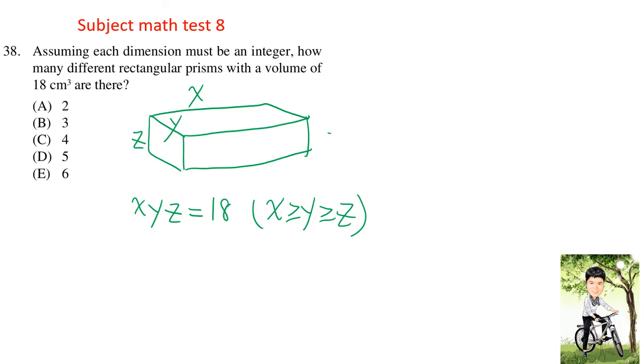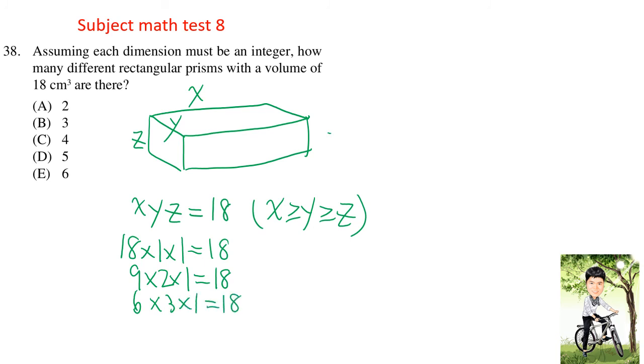Okay, we check about x. The biggest solution is 18. Therefore, 18 times 1 times 1 equals 18. It's one possible. The second for x is 9. 9 times 2 times 1 equals 18. It's the second possible. The third possible is about 6. 6 times 3 times 1. Yes, it's the third possible.